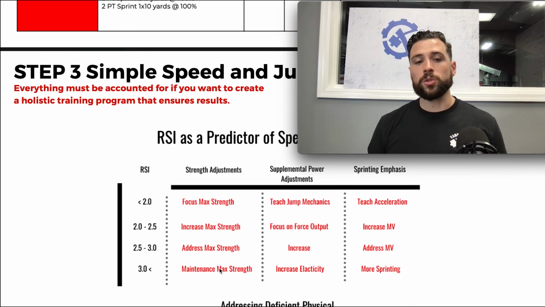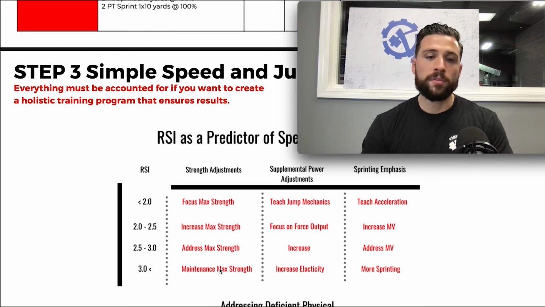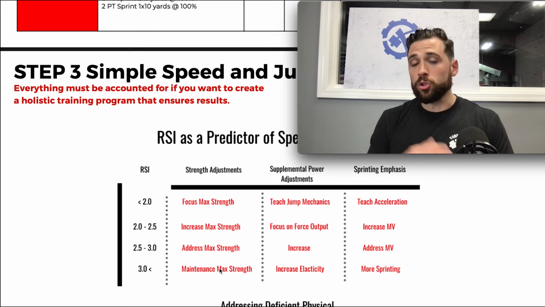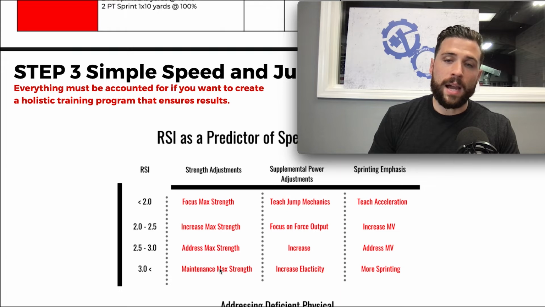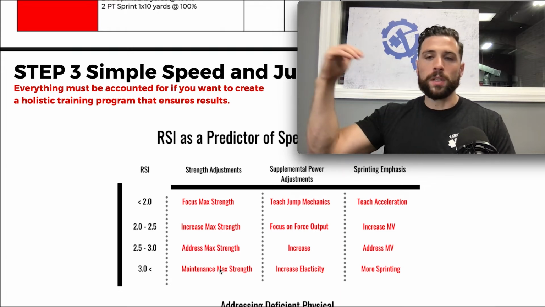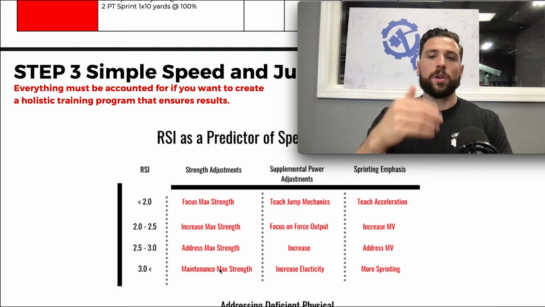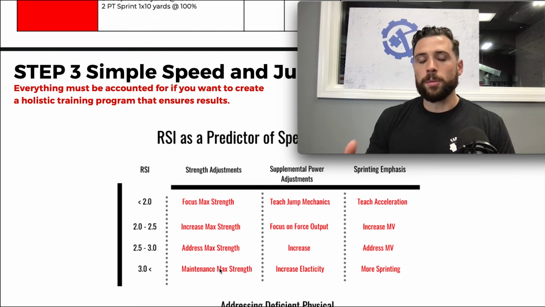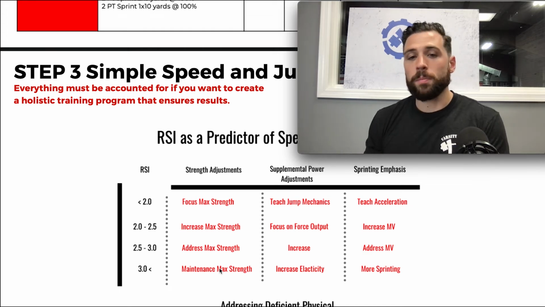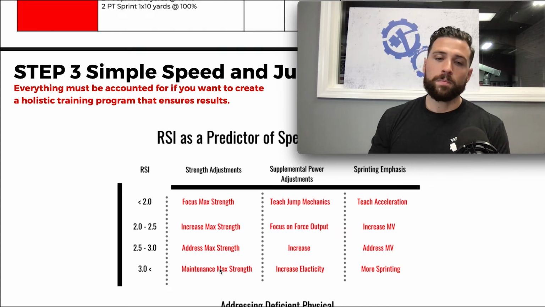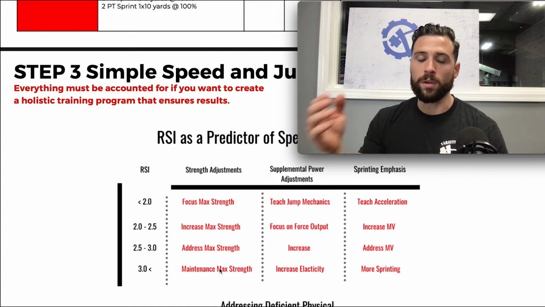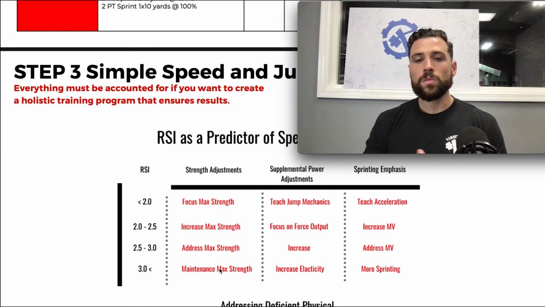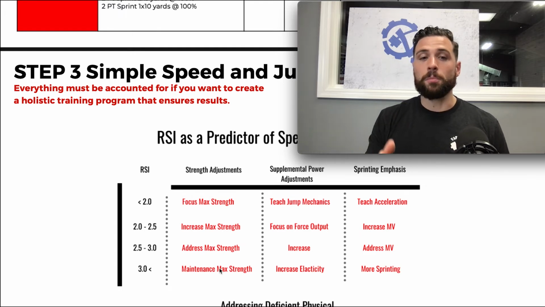Moving on, now we're moving into a pretty elite category here. So 2.5 to 3.0. Here we're going to address max strength, but it's not as important. So max strength now is going to be almost maintained, or we can improve it a little bit, but to what extent, I'm going to talk about in the next slide. Supplemental power adjustments. So for our jump improvement, now we want to increase power. I apologize, guys, you don't see it here. This is increase absolute power, increase intensive power. Because now I want to ensure that I'm pushing the envelope of my RSI.